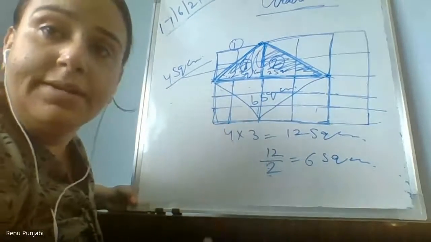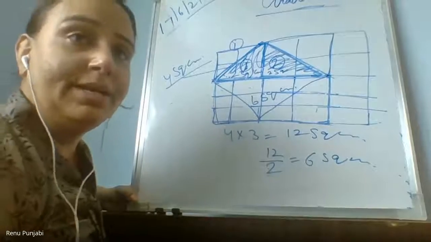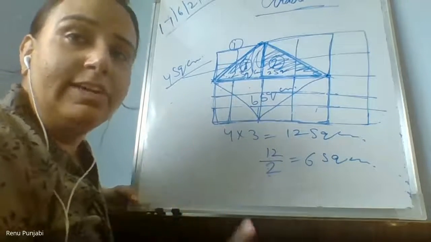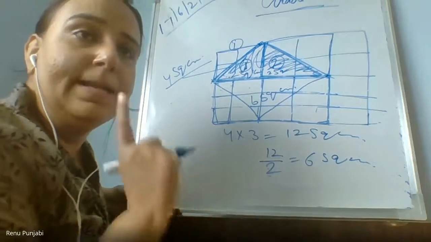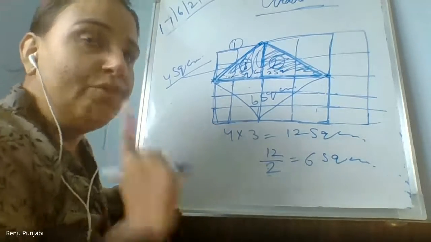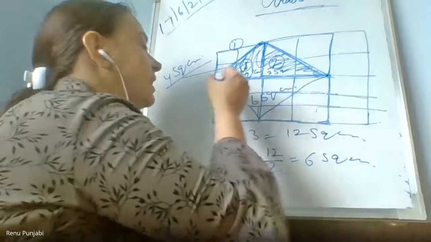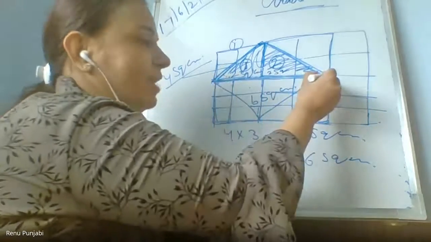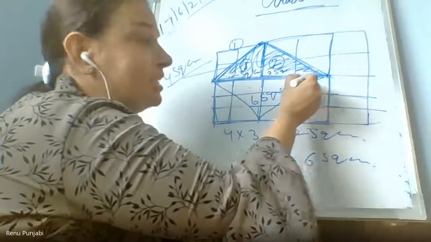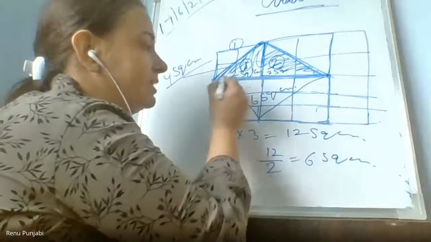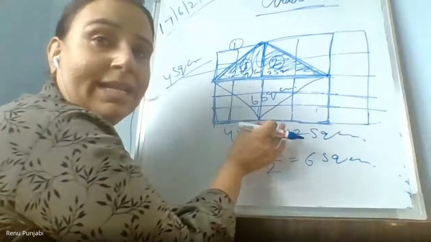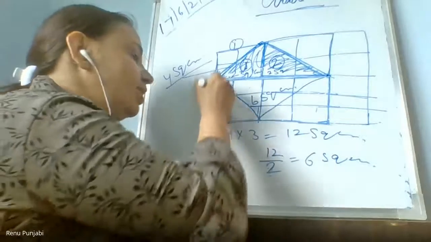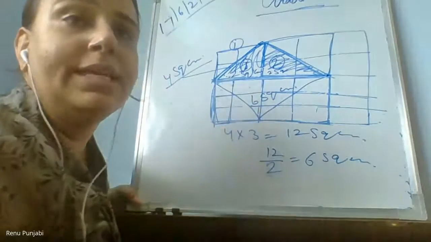But you are worried, ma'am, how is this happening? The shape has changed, again the area is coming same. I will tell you one trick here. Listen very carefully. This is the baseline of this triangle. This is the baseline of the down triangle. When the base and the height are same, you will always get the same area.